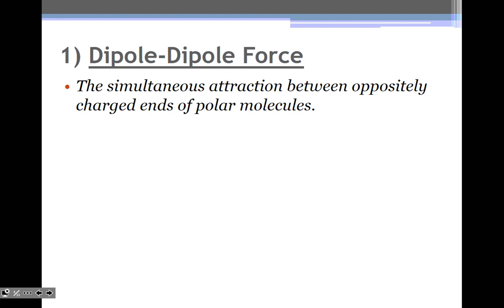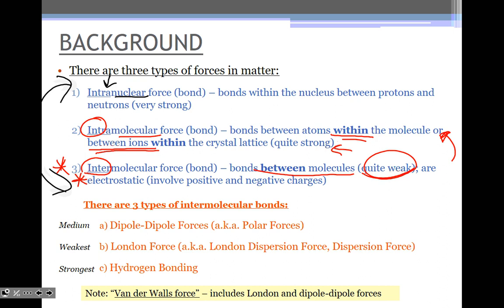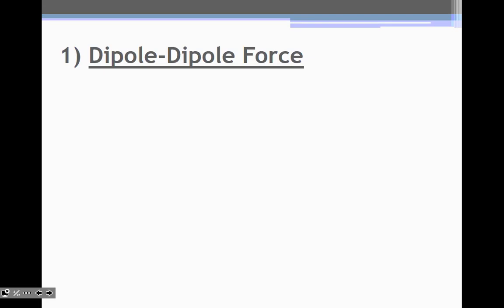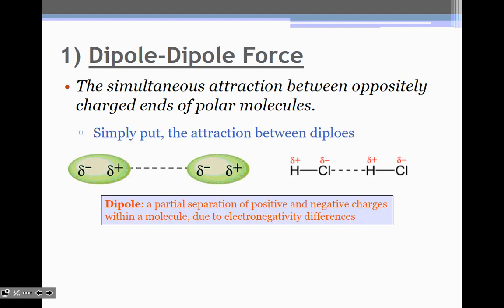So what is dipole? I'll actually go back and talk a little bit about this. If you see this word, van der Waals force, don't be alarmed. It's just the combo of London force and dipole forces. Okay, so let's talk about dipole force first. It's a simultaneous attraction between oppositely charged ends of polar molecules. Simply put, it's the attraction between dipoles.